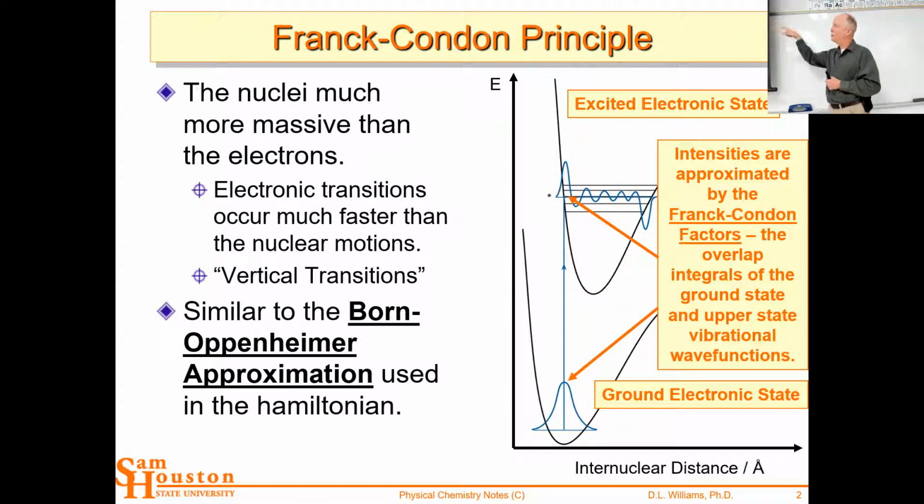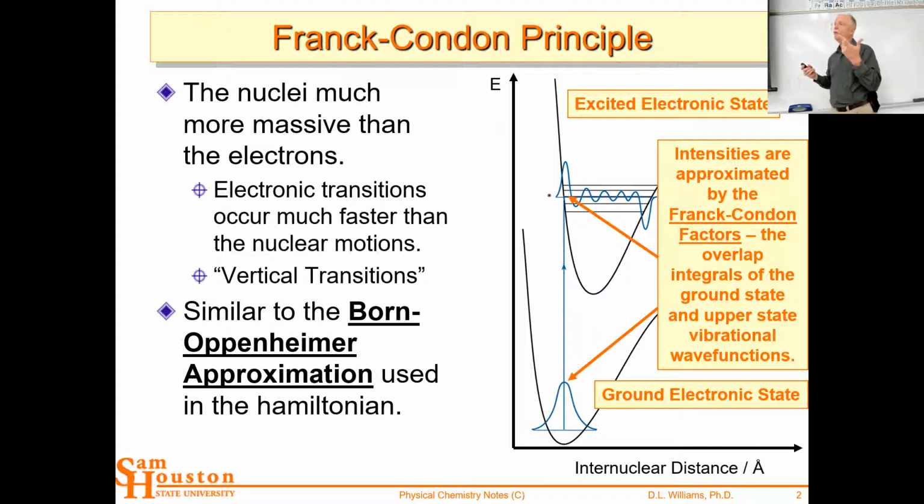We have the ground electronic state and the excited electronic state. And we have the transitions and the ground electronic state. Notice how they're shifted a little bit compared to the excited electronic state. You see they have different minima. That tells you they have different bond lengths. So look at the excited electronic state. You see it's shifted to the right. That means it has a little bit longer bond length.